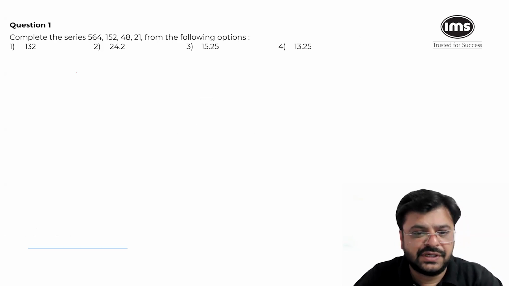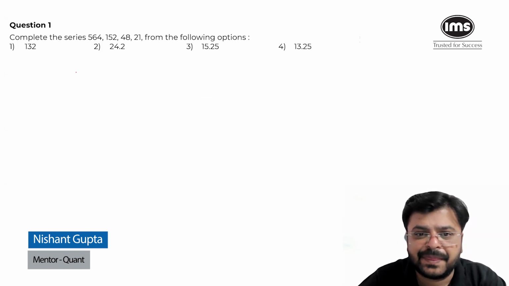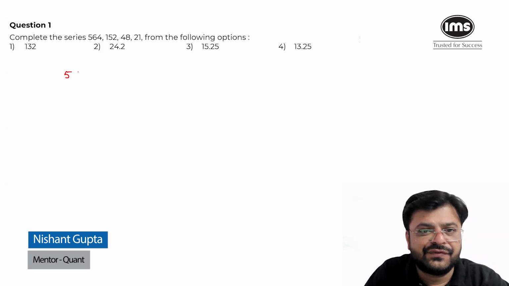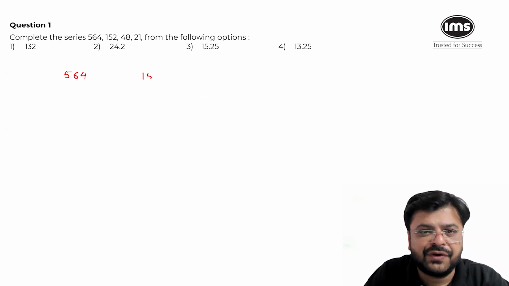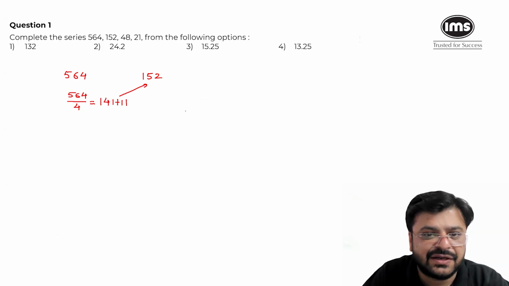This is a question of series in which they're asking you to complete the series. So here the first term is 564 and the next term 152 is obtained by dividing the first term by 4 first. So you divide this by 4, you get 141 and then add 11. So we get the second term.